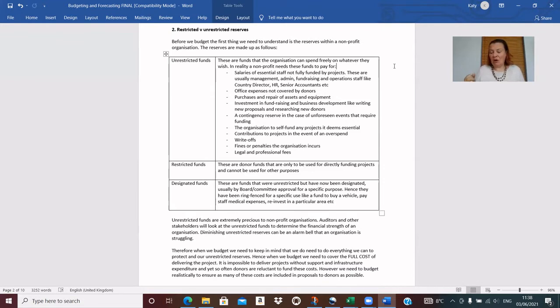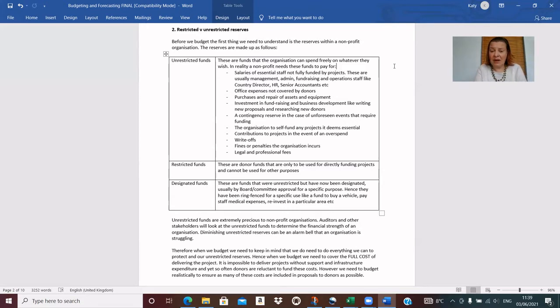Maybe we need to expand our office space and it's not budgeted in a project. We might have repairs. We might have some professional fees that need paying. We could also find that there's a project that we really want to undertake ourselves that isn't supported by any donor funds. We might want to fund that. And sometimes we need to use our unrestricted funds to co-finance or contribute towards donor funds.